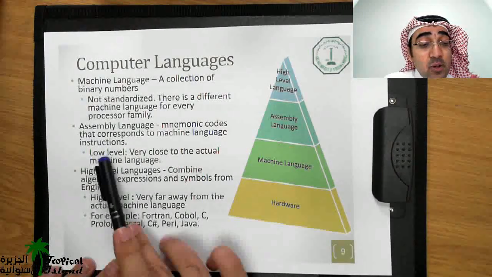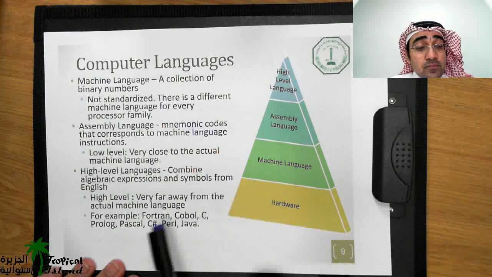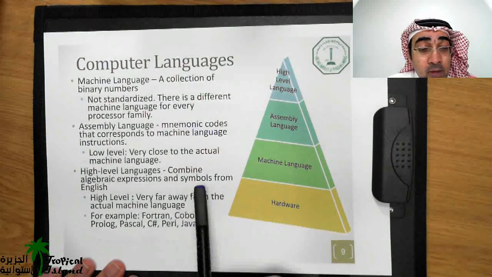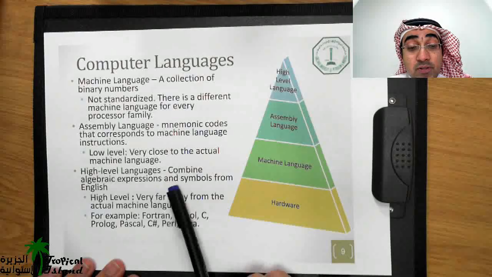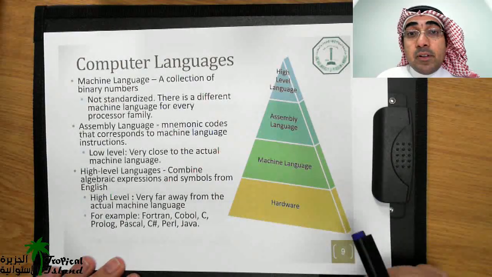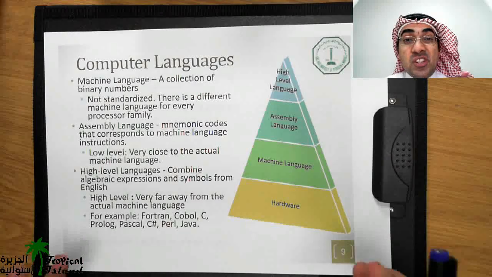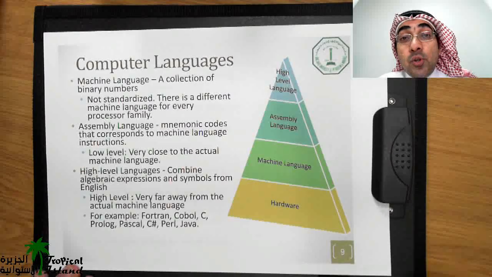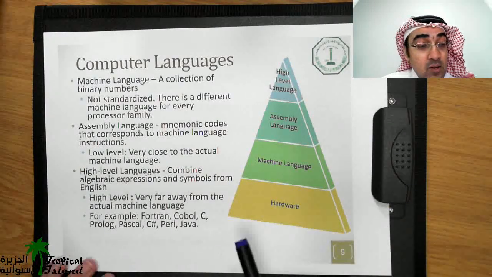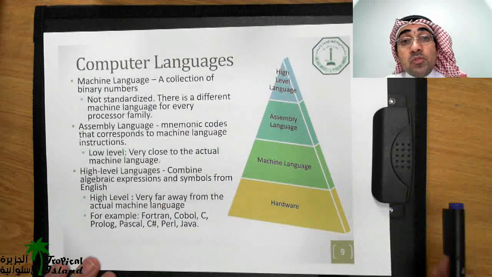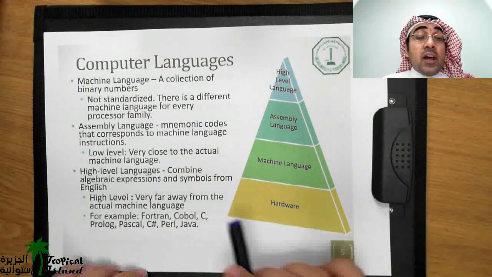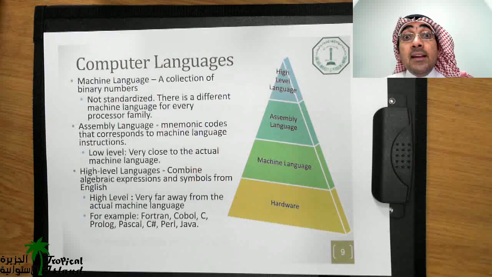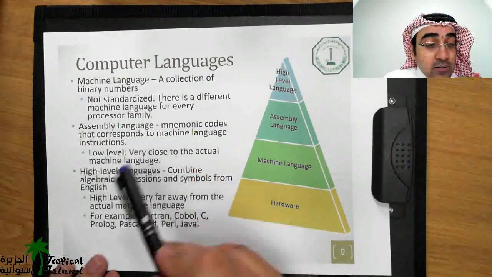Okay, it's a very low-level language and very close to the actual machine language. Then they came up with something called the high-level language, and that is what we are going to learn. The high-level language combines algebraic expressions and symbols from English. That's the beauty of it. You can write mathematical equations in an algebraic way, and you can use symbols to denote things for you. So you can put X, Y, Z. In assembly language and machine language, you cannot put X is equal to 5 plus 4. You will have to specify a memory address, and that becomes too problematic. Whereas in a high-level language, you can say X is equal to 5 plus 4, and that will do it for you.